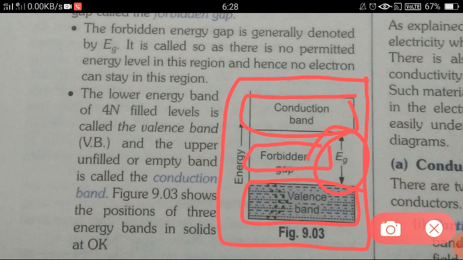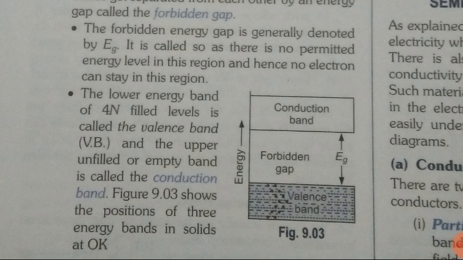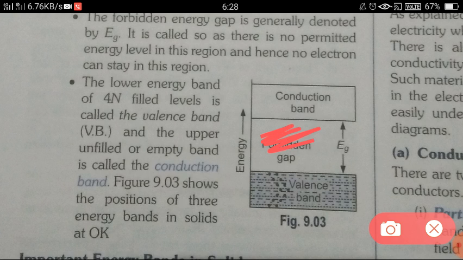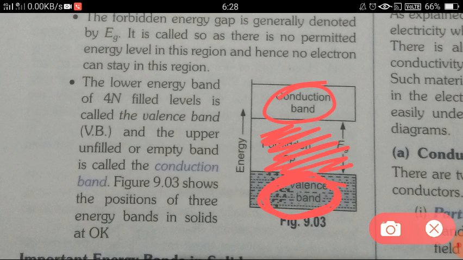Forbidden means not allowed. So in this forbidden gap, whatever area this forbidden gap is having, no electron is allowed. Okay, in the forbidden gap no electron can live. They can only live either in the valence band or in the conduction band. Okay, electrons generally in normal condition exist here in the valence band, and when they get energy they jump to the conduction band.